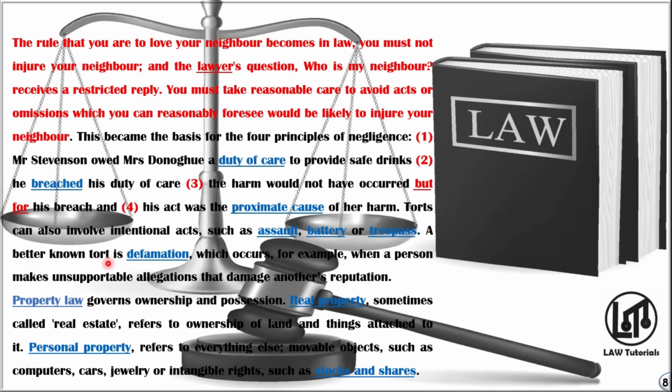A better known tort is defamation, which occurs, for example, when a person makes unsupportable allegations that damage another's reputation. We have two types of defamation, written and oral. Oral defamation is known as slander, while written defamation is known as libel.